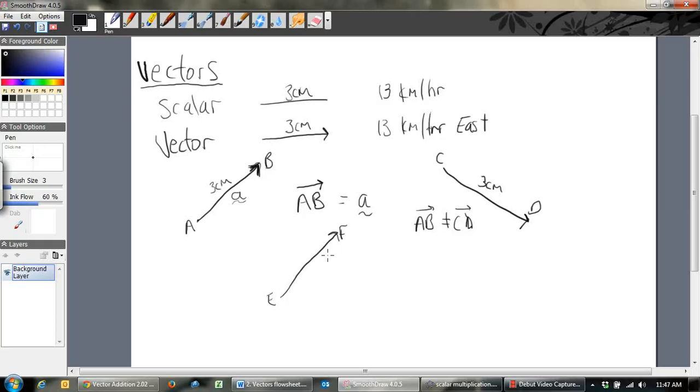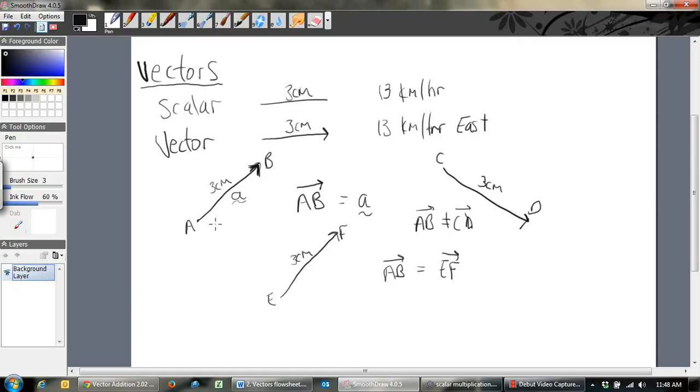We'll have E, F, and let's say this is still 3 centimeters. Now, I've tried to draw these two parallel, so forgive me for not being terribly accurate, but let's say that they are both parallel. Then in fact they have the same direction, they have the same magnitude, and so therefore the vector AB is in fact equal to the vector EF.